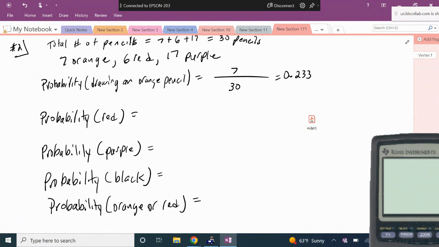Right, so let's take a look at the solutions. Okay, so what would be the probability of drawing a red pencil? Anybody? 6/30, right? Because there's 6 red pencils, 30 pencils total, and that is 0.2, right? What is the probability of purple?